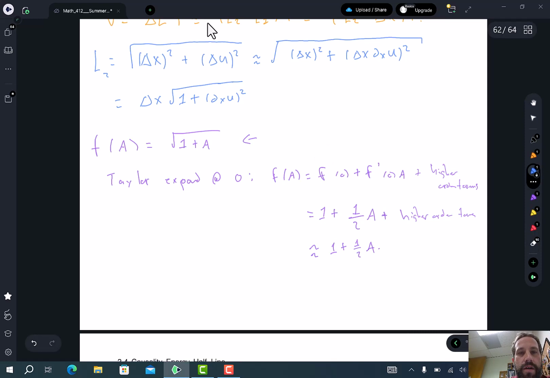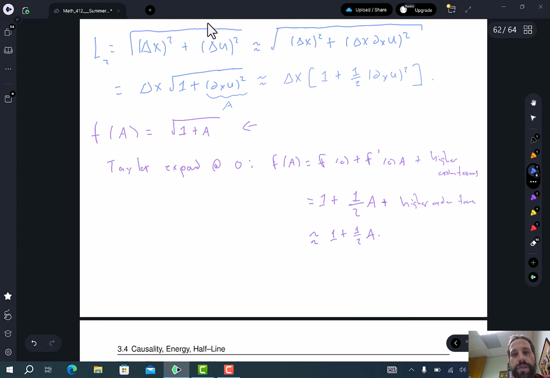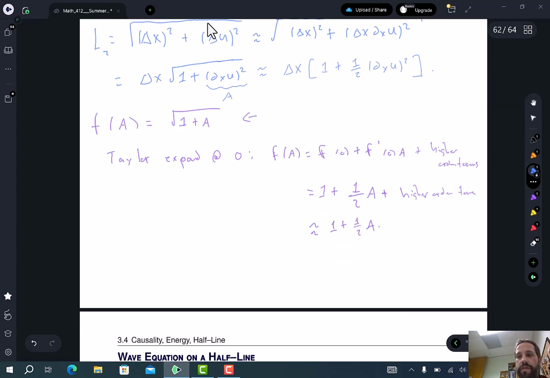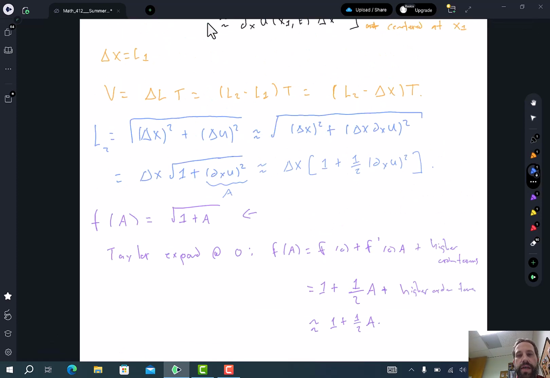So up here, this is approximately equal to delta x times, plugging in this whole thing as my a, 1 plus 1 over 2 times the x derivative of u squared. Okay, so that's what L2 is. Then if I just want to compute delta L, that's going to be L2 minus delta x. So this is my approximation for L2.